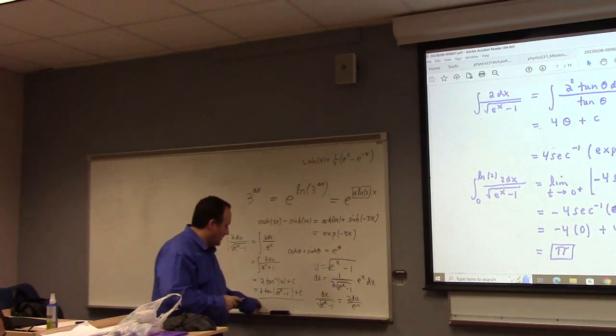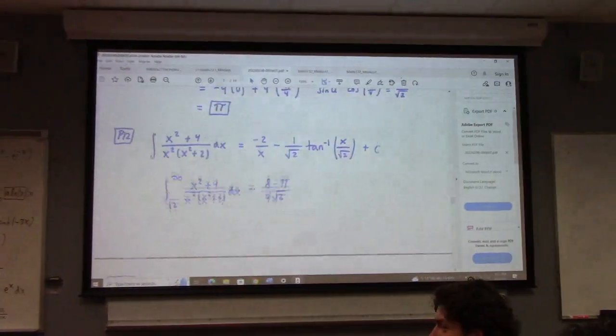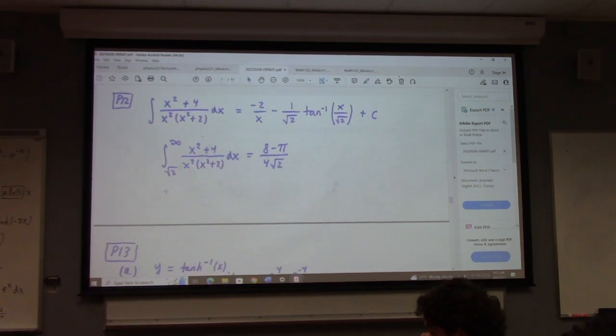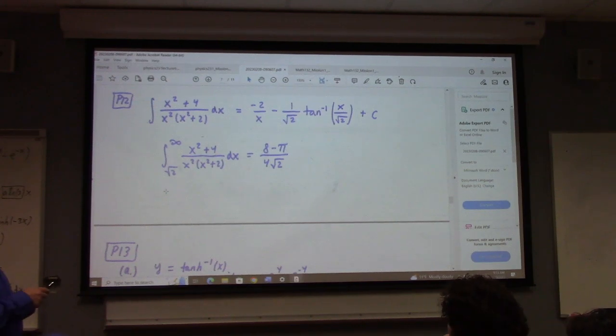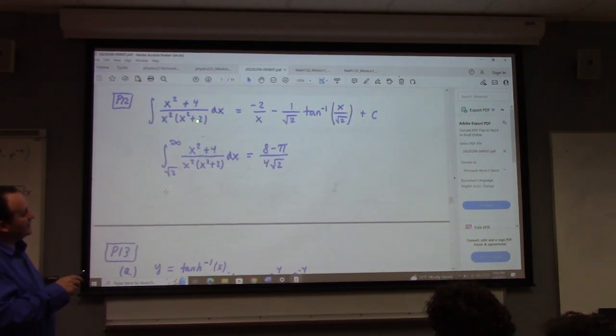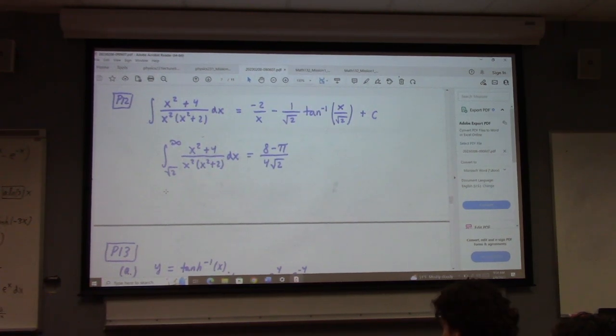All right, so let's see here. This one I don't have a solution to show you, but it works out to that. How would you do this problem? You do partial fractions, right? You do partial fractions decomposition, like A over x plus B over x squared plus Cx plus D over x squared plus 2, work it out. And then these are the terms that come from that integration.